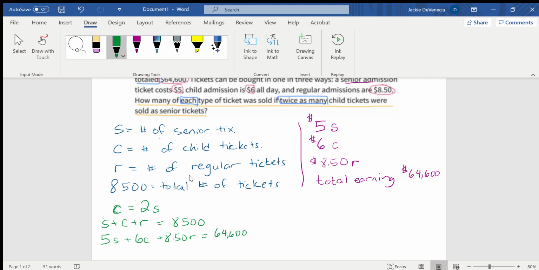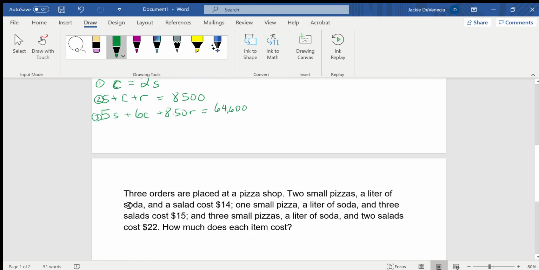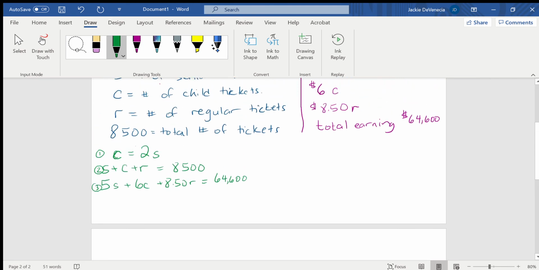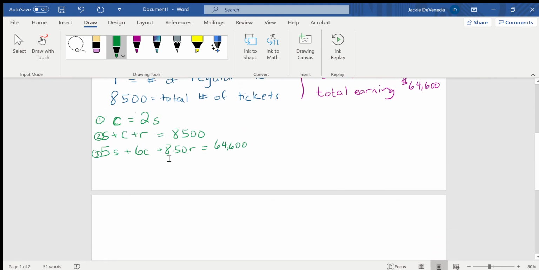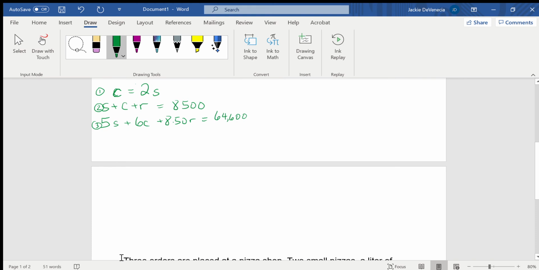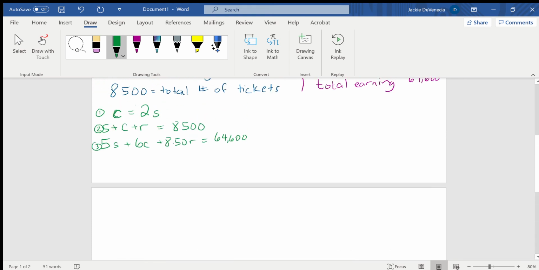Now we have all three of these equations we can work with, and we know how to solve these. We use systems of equations. You can use either substitution or elimination. Since you have that C by itself in this one right over here, we can actually use substitution first. This is number one, a little hint to me that I need to go ahead and use substitution.